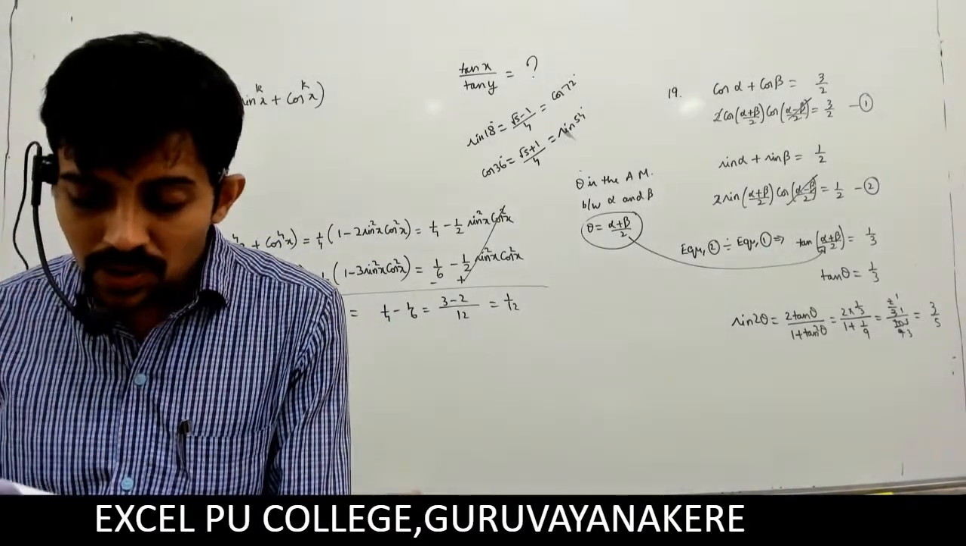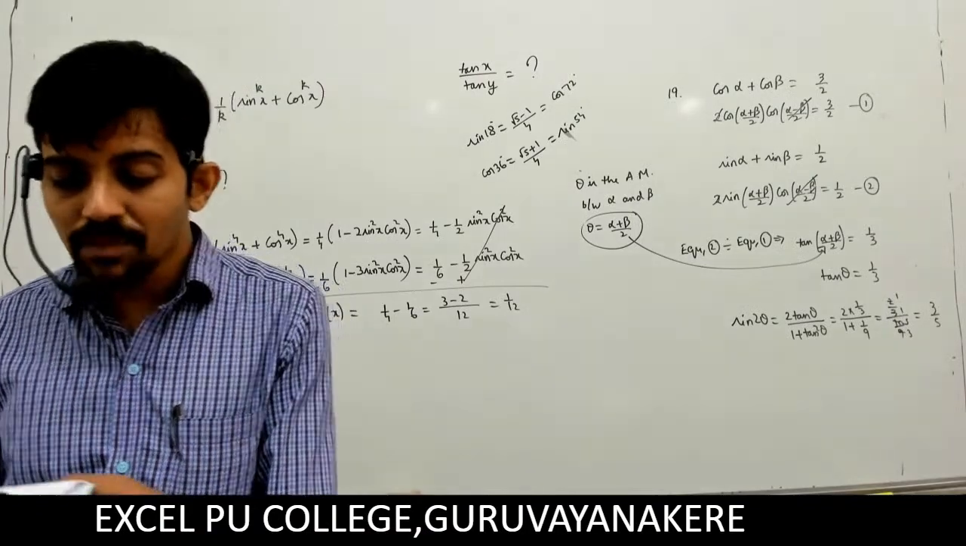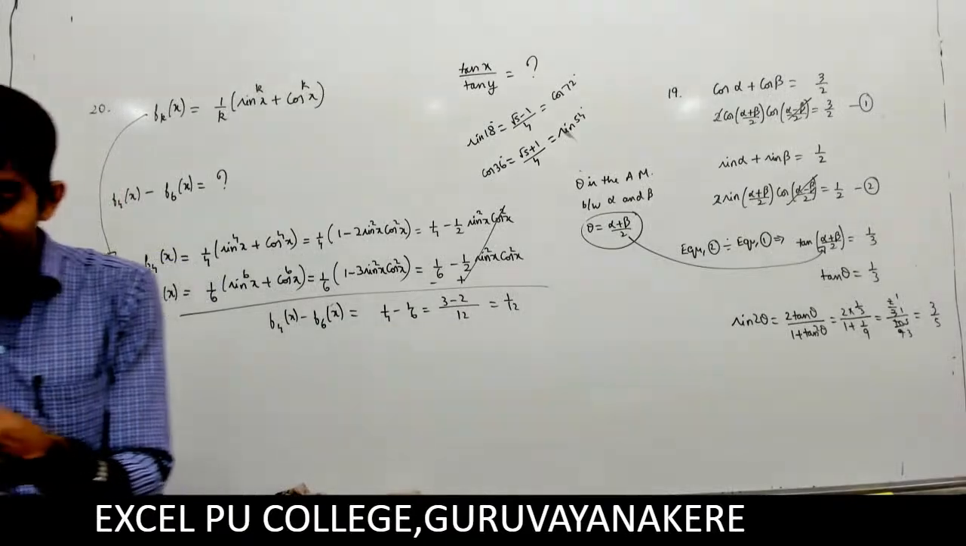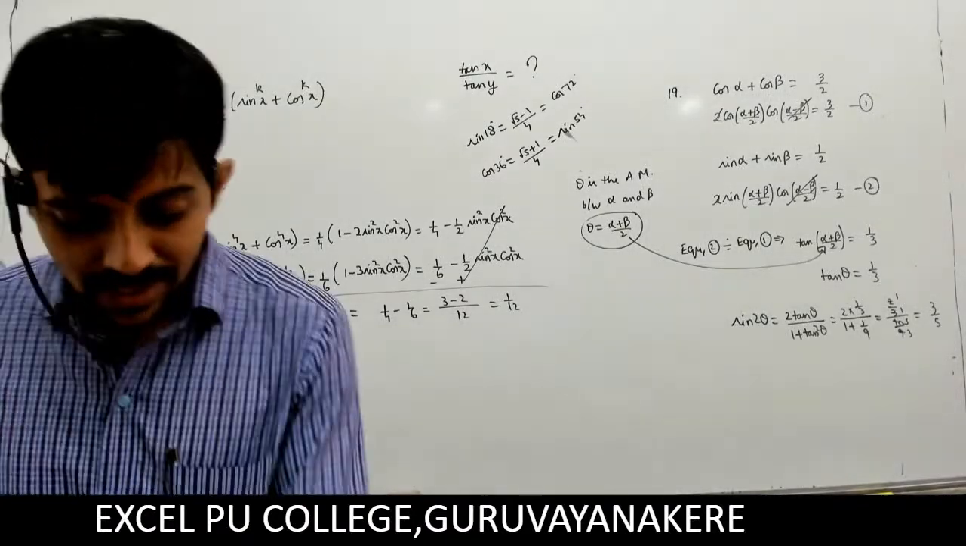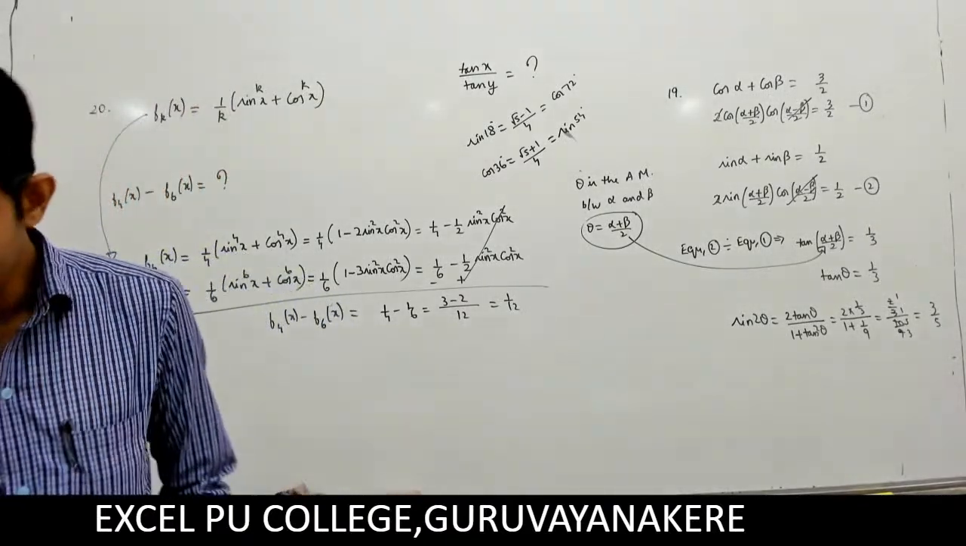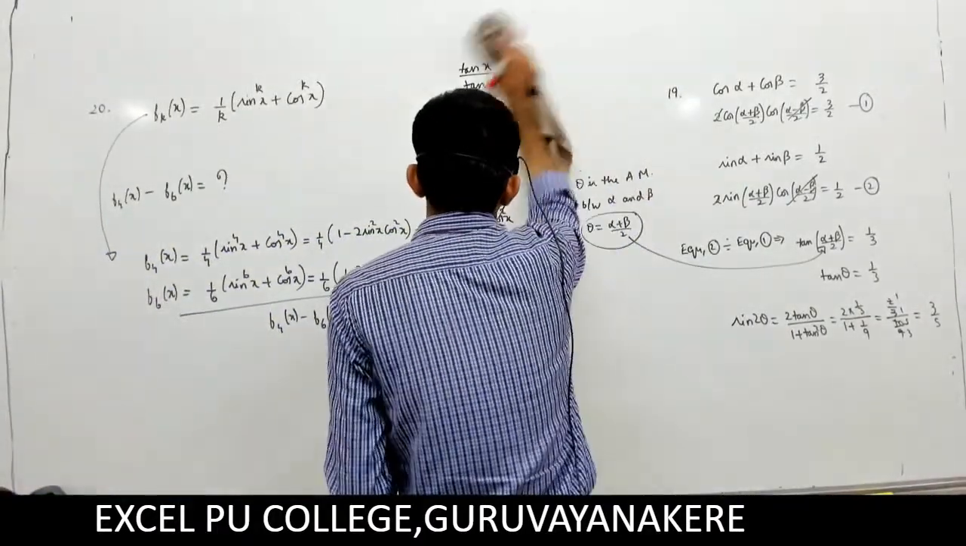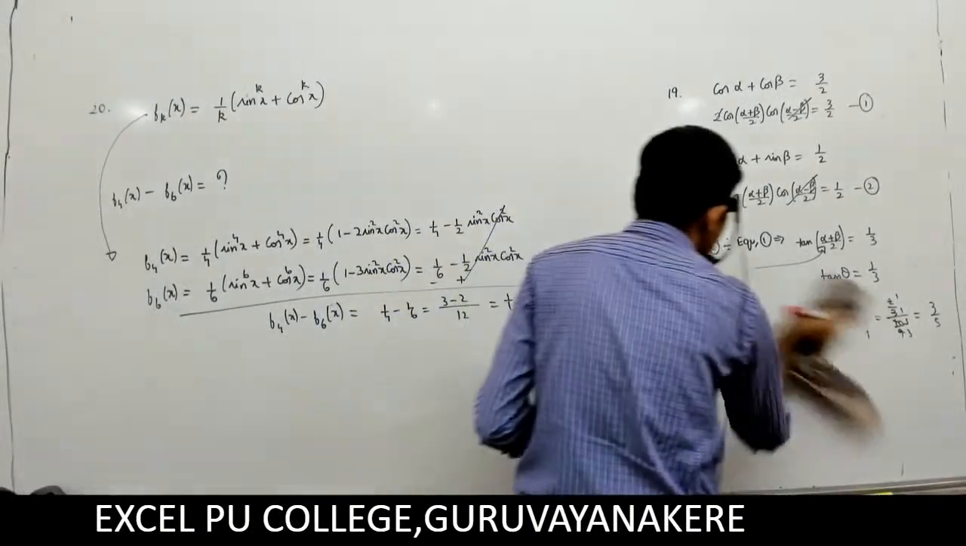Twenty-first. Sin theta plus cos theta is equal to p. Tan theta plus cot theta equal to q. You have to find the value of q into p square minus 1. Sin theta plus cos theta is equal to p. What is given? You write down.